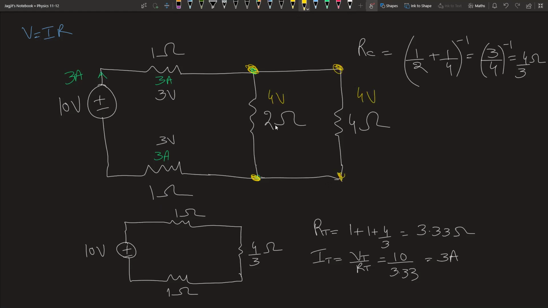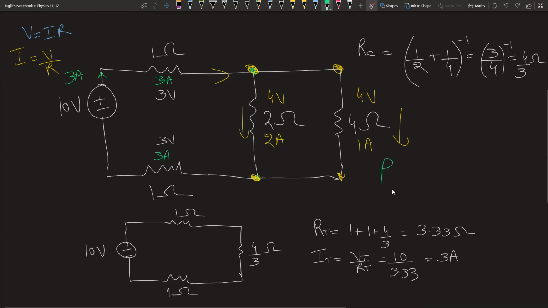And now I have the voltage and the resistance, I can get the current because current is just voltage over R. So I will do 4/2, which gives me 2 amps, and 4/4 gives me 1 amp. So there we go. 3 amps came this way. Out of that, 2 amps go this way and 1 amp goes this way. Guys, now I know all the voltages and all the amps that flow through all these resistors.